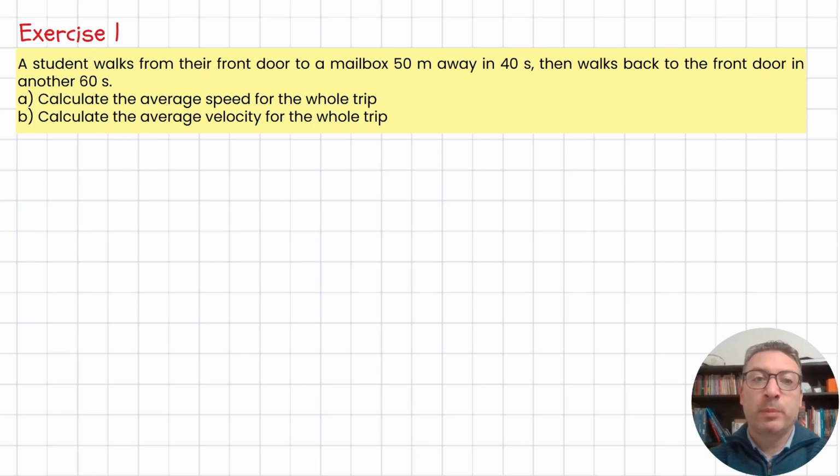A student walks from the front door to a mailbox 50 meters away in 40 seconds, then walks back to the front door in another 60 seconds. Calculate the average speed for the whole trip. Calculate the average velocity for the whole trip.